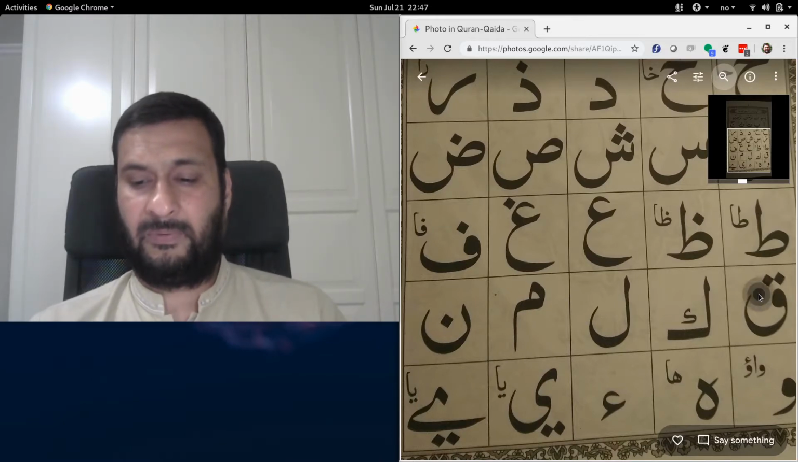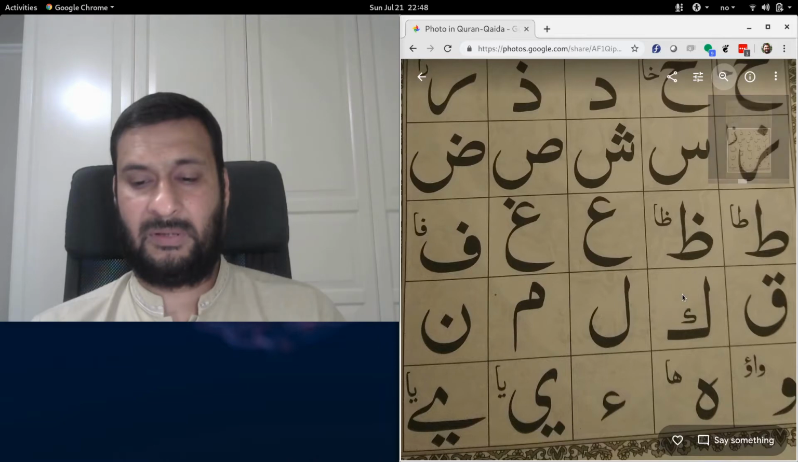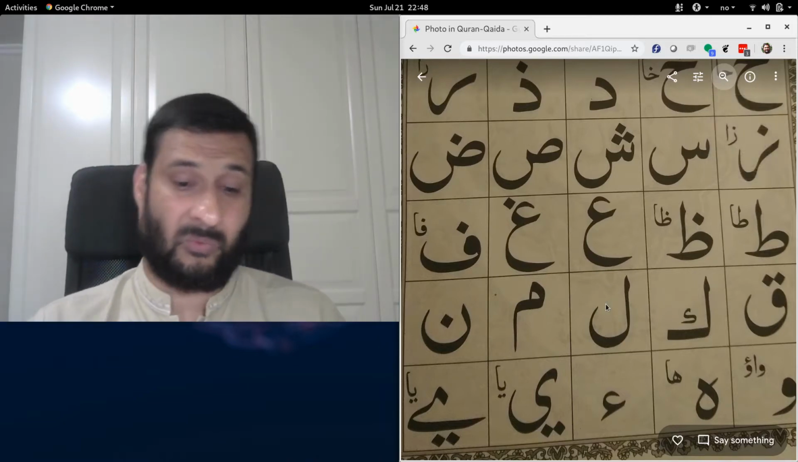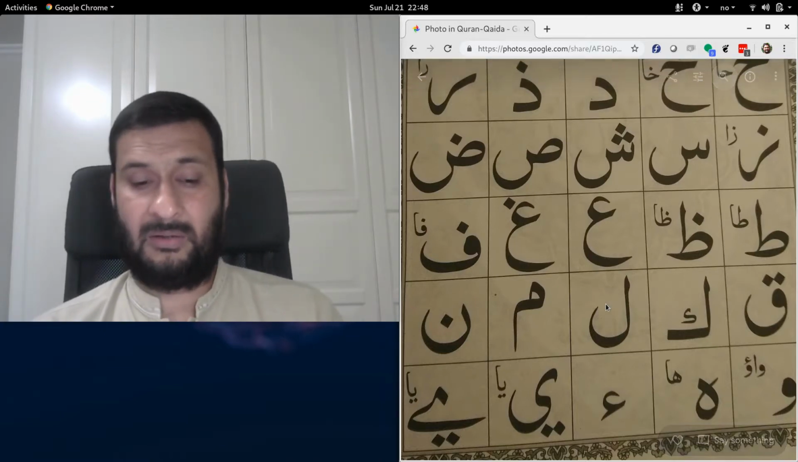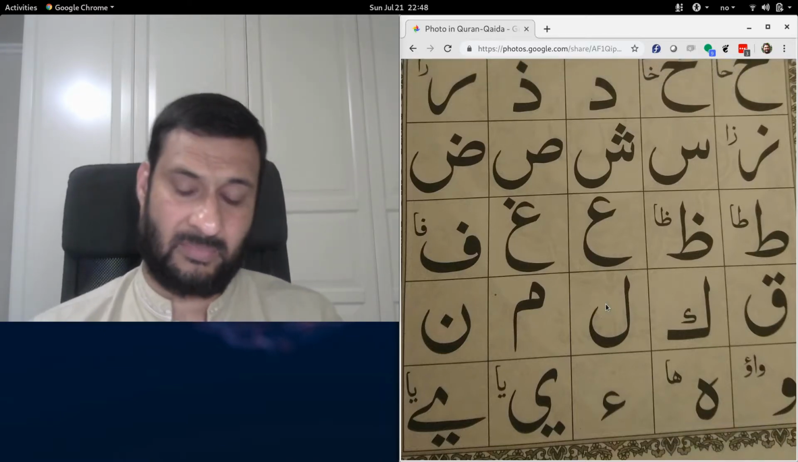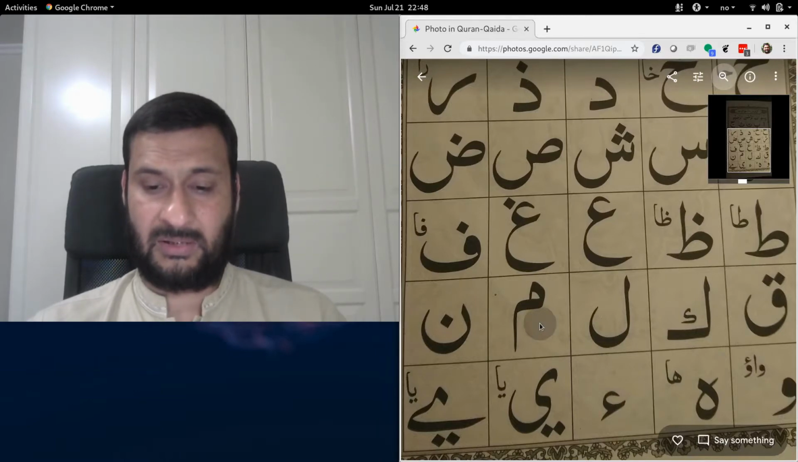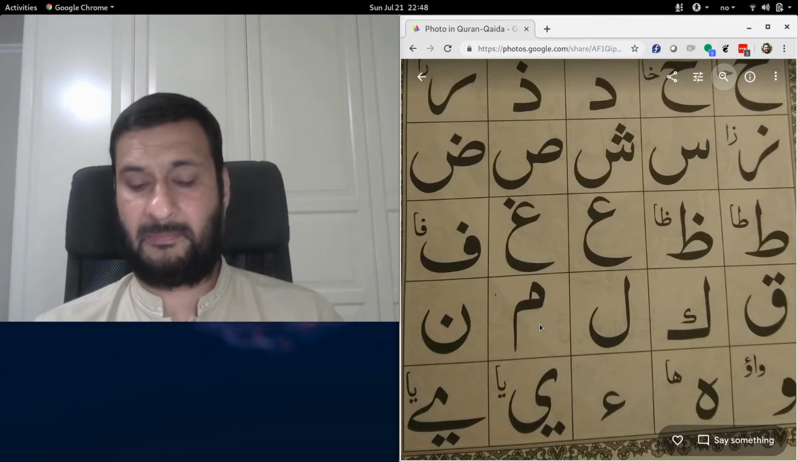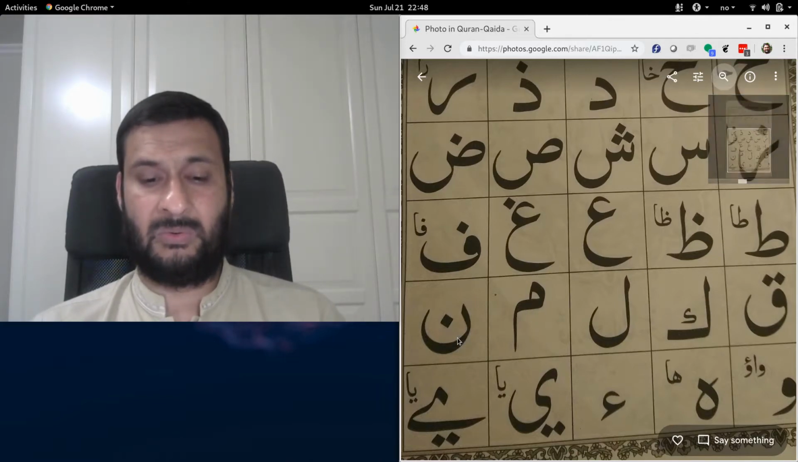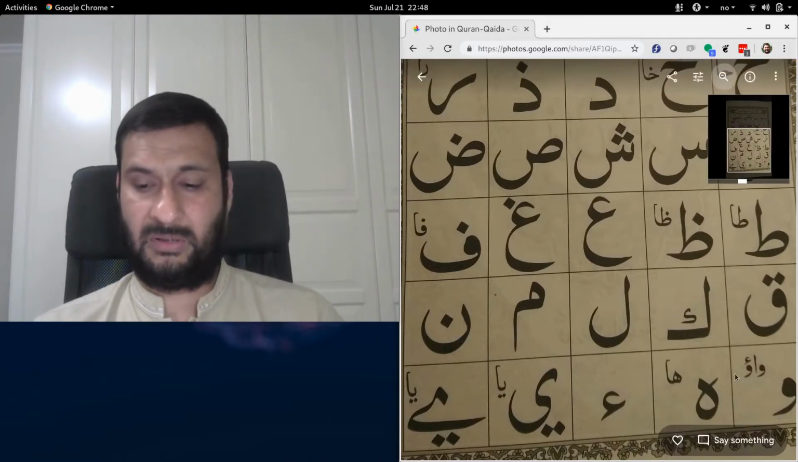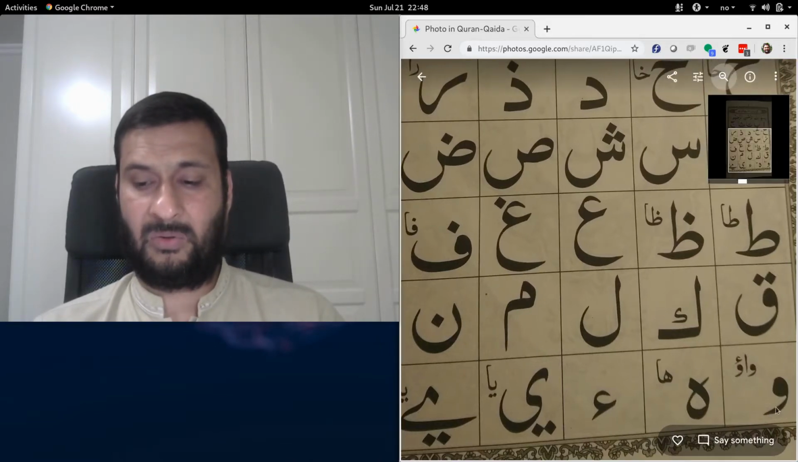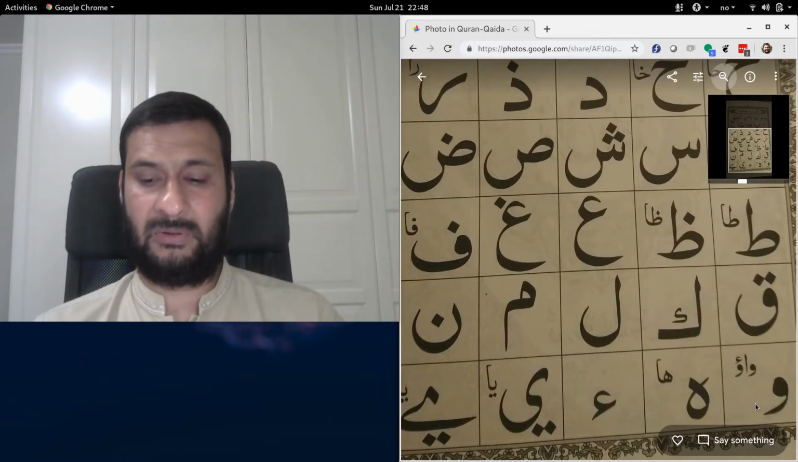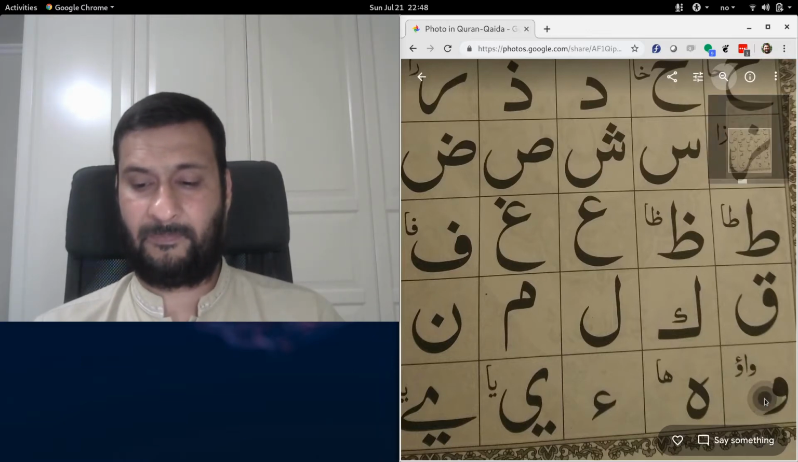So qaf, kaf. The next letter is lam, as in the English equivalent L. The sound is the same, L. The next letter is mim, as in M in English. And then is noon, as in N for November. Then is vow, as in W.